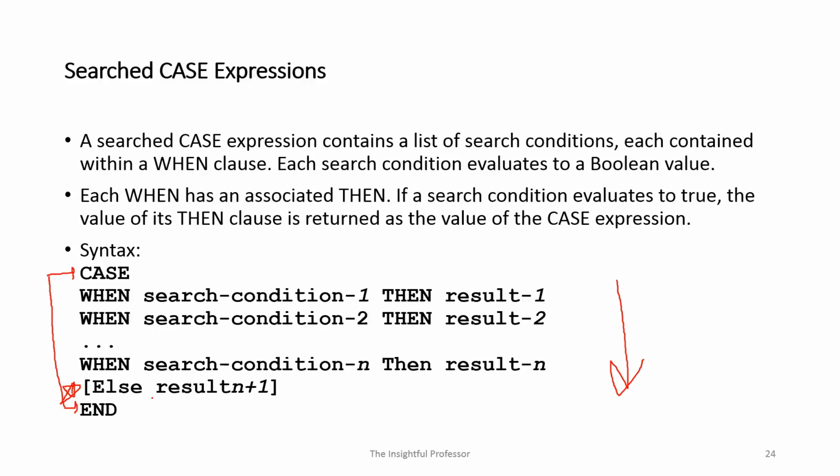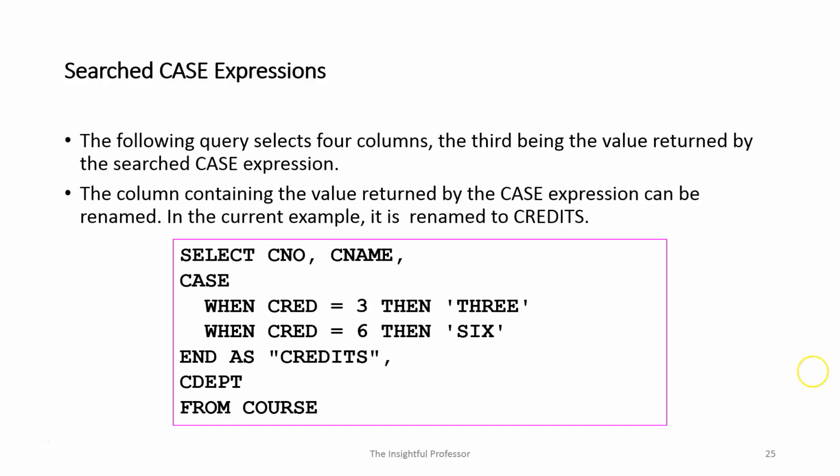Okay, that's the background. Let's get ready to take a peek at this in action. Now that we've seen the syntax, let's see a query. In this particular query, we're selecting 4 columns. Let's see if we can find just where those 4 columns are. We're selecting CNO, then there's a comma. So now that's the first column. CNAME, comma, there's our second column. Case, a couple of when, then clauses, end, and here's the comma. And we're doing a rename because the case expression is deriving a value. The fourth column is C department.